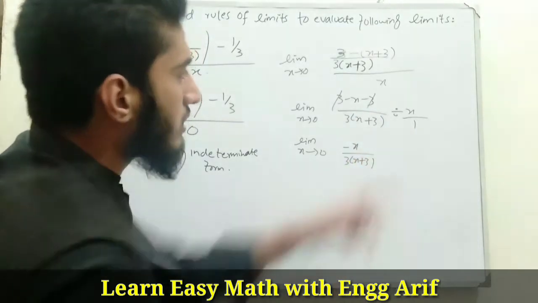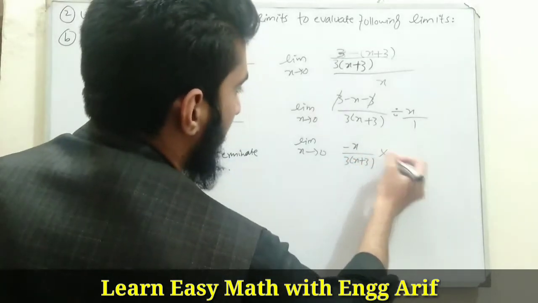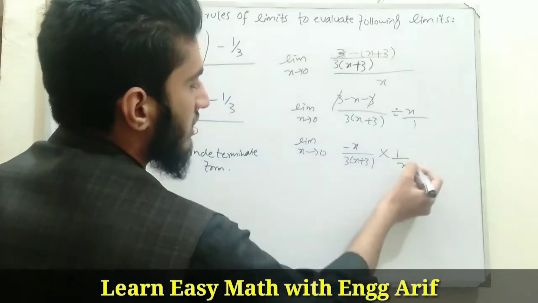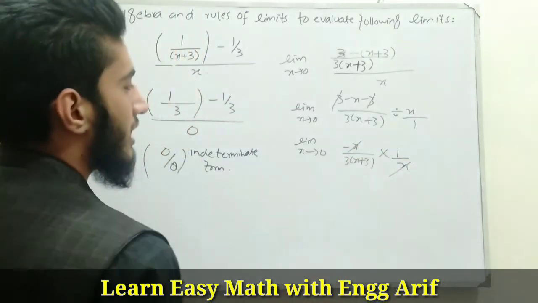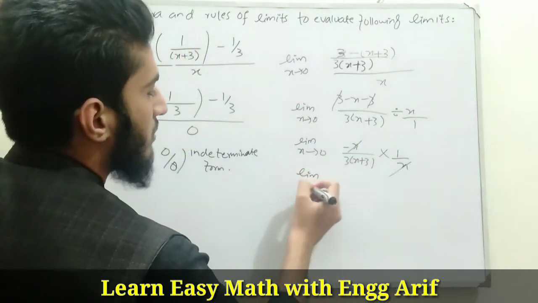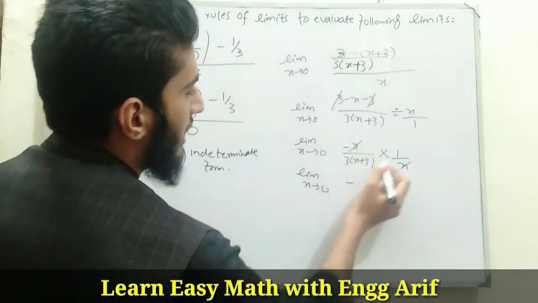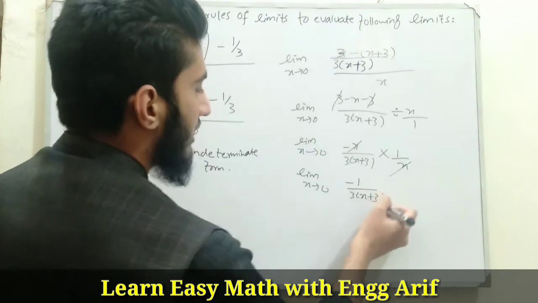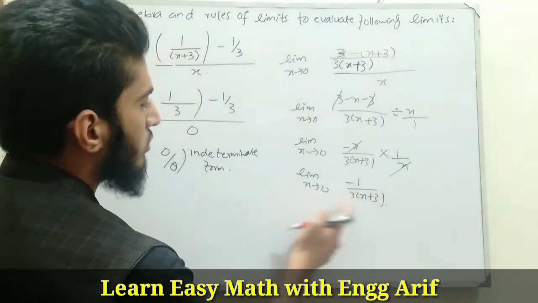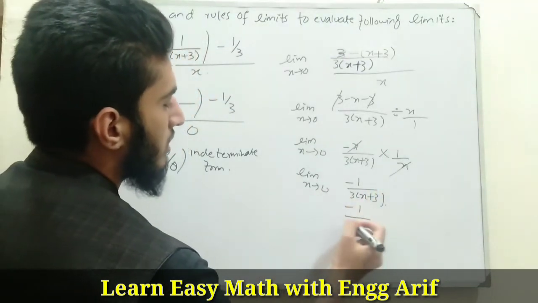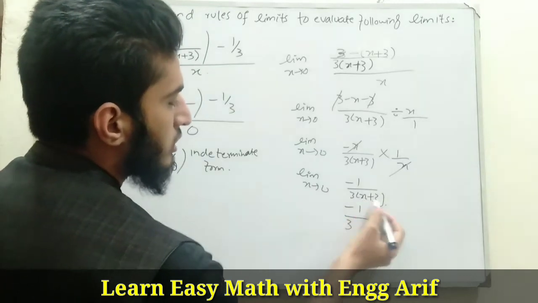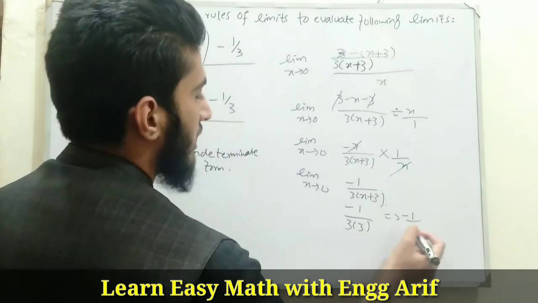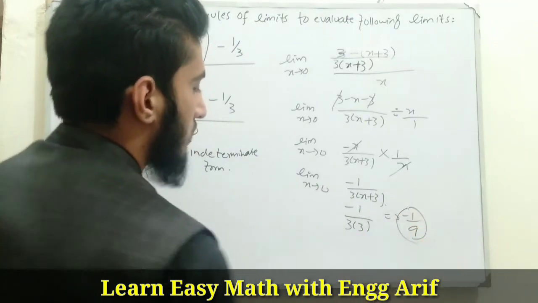Here if we convert this division into multiplication, x over 1 will be reciprocated and it becomes 1 over x. So this x will cancel out with x. So we are left with limit x approaches to 0 of minus 1 divided by 3 times x plus 3. Now apply the limit. Here x is 0, so put 0 over here, it becomes minus 1 over 3 multiplied by 0 plus 3, which gives us 3. So the result will be minus 1 divided by 3 multiplied by 3, which gives us 9. So the result is minus 1 over 9.